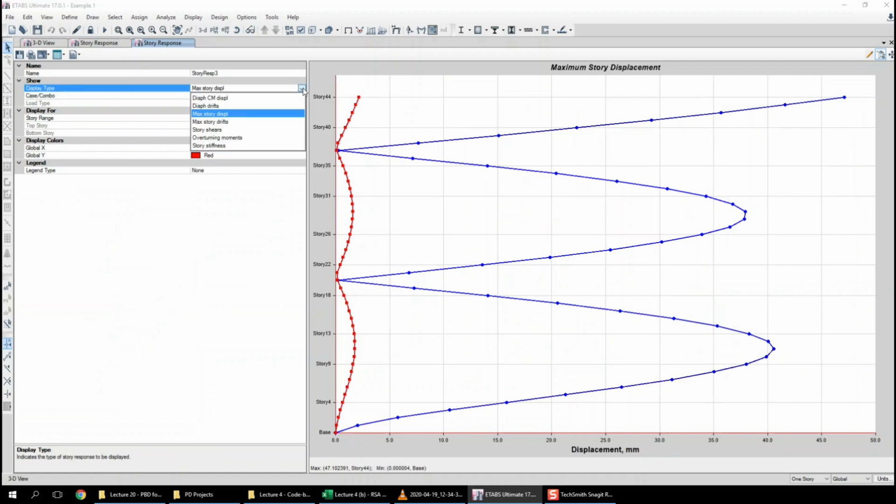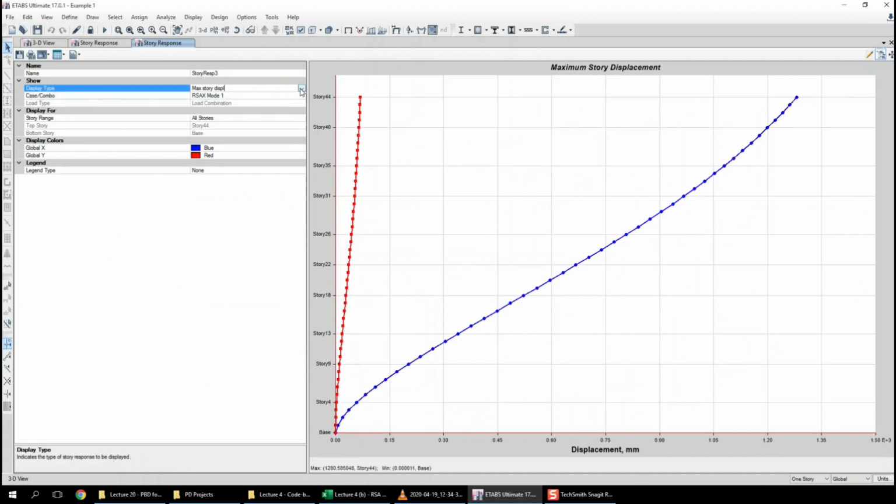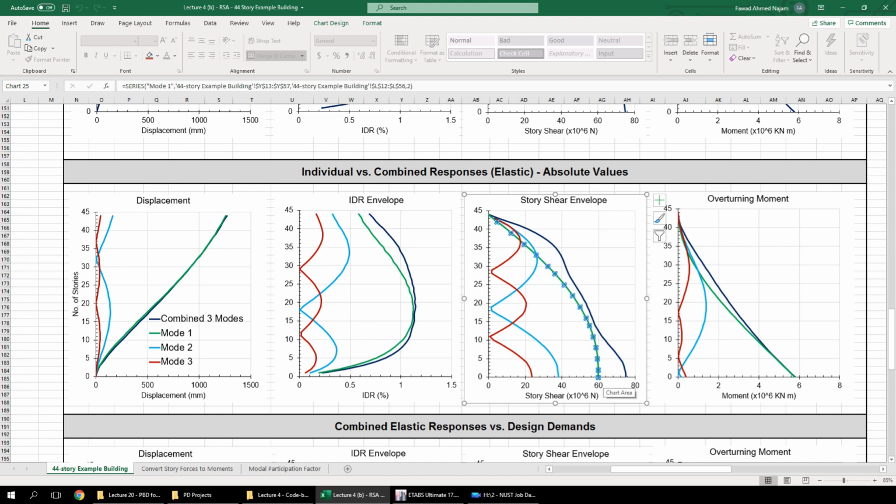So let me go to maybe the story shears, for example. For example, first mode story shear, I select the RSA-X mode number 1 and go to the story shears. So here you can see the story shear profile for first mode, and the number at the bottom is base shear is almost equal to 60 into 10 raised to power 6 kilonewton. So you can go to Excel sheet here and you can see that we have here the first mode base shear is 60 into 10 raised to power 6. So it is very close to what we are getting in ETABS.